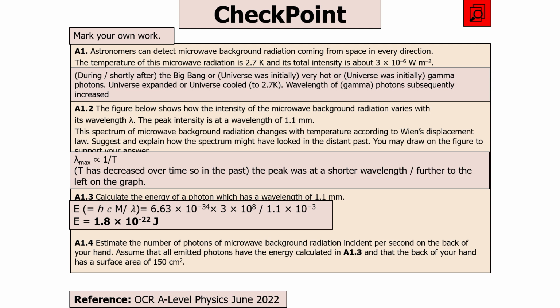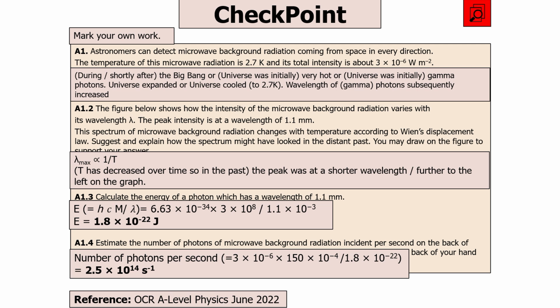So it's hc divided by the lambda, which is 1.1 times 10 to the minus 3 millimeters converted into meters, so you have 1.8 times 10 to the minus 22 joules. Now the number of photons per second is your 3 times 10 to the minus 6 times 150 times 10 to the minus 4 over 1.8 times 10 to the minus 22, because we've linked in our energy to the amount of total energy that we've got in the overall area, so therefore it's 2.5 times 10 to the 14 seconds to the minus 1.